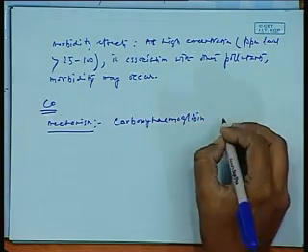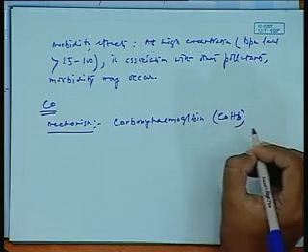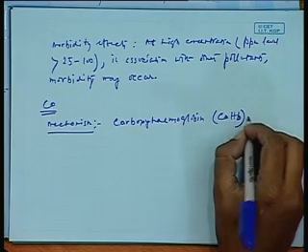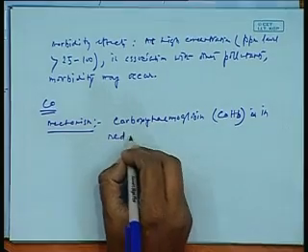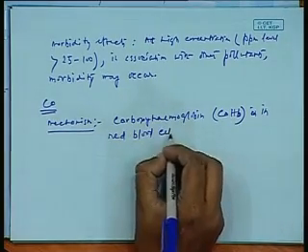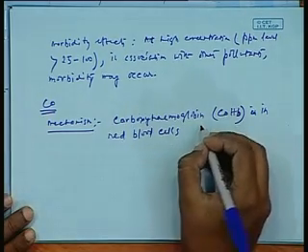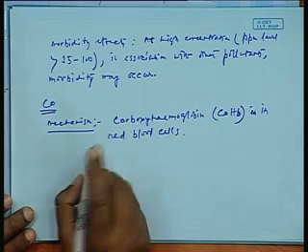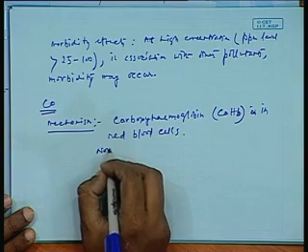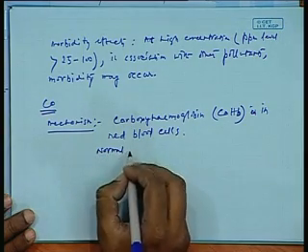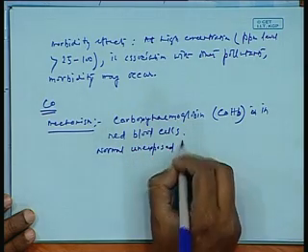Carboxyhemoglobin, COHB results. In red blood cells, just see these standards, the typical values. You see, normal persons, normal unexposed persons.